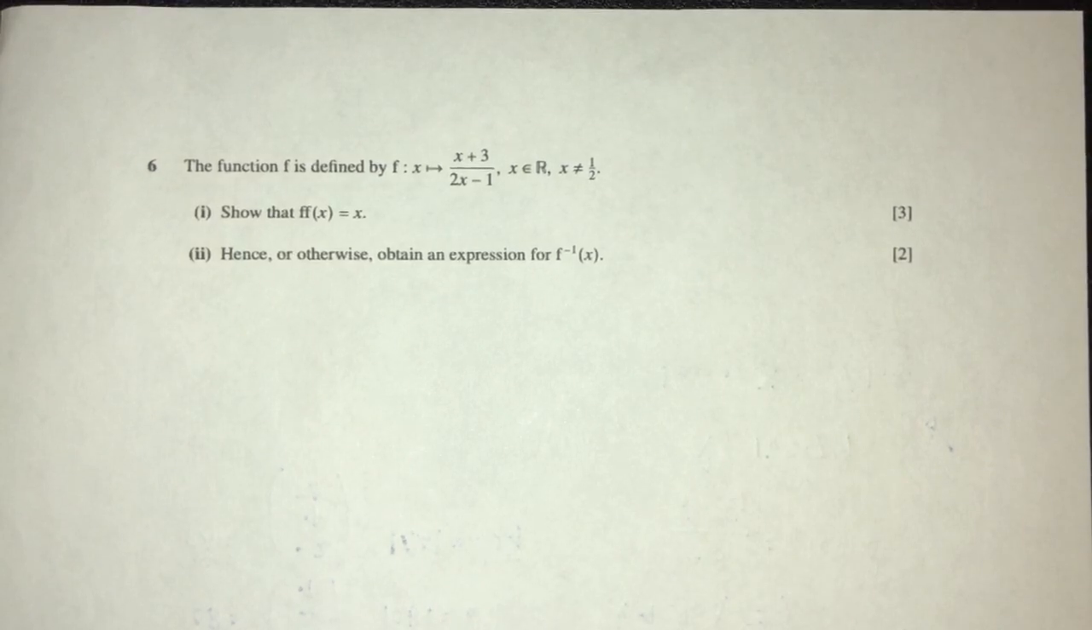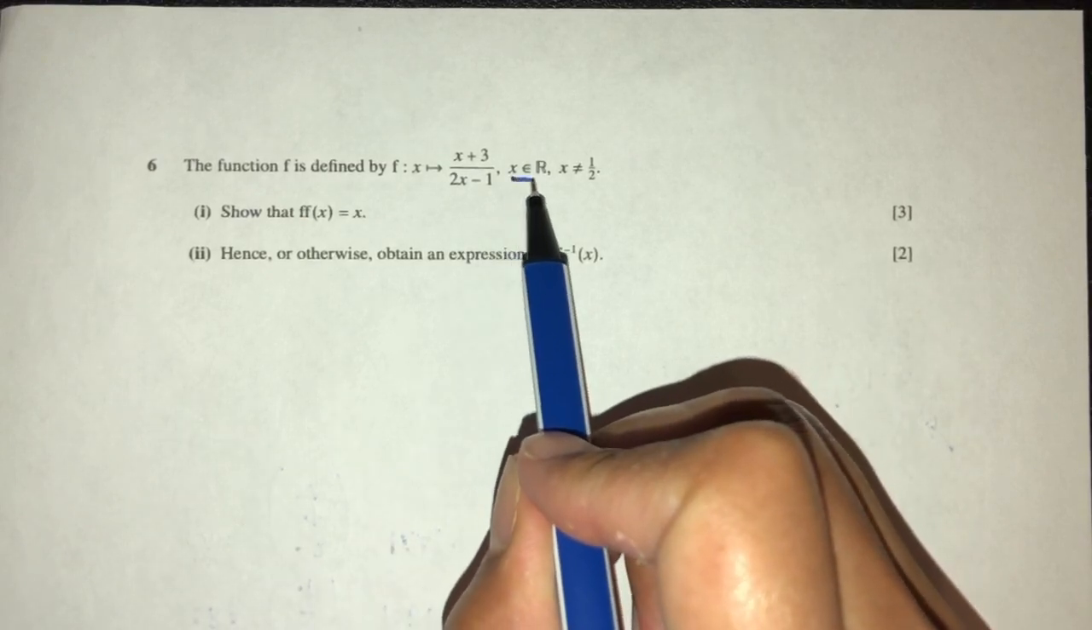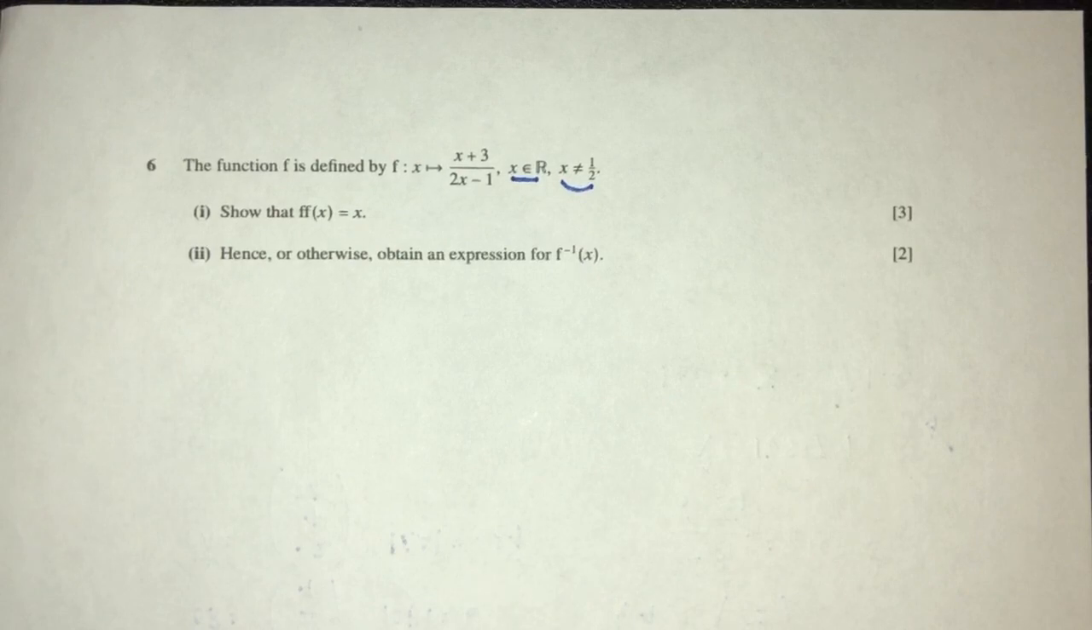Now let's move on to the next question. The function f is defined by f of x equal to x plus 3 over 2x minus 1, for x can be any real values except this one. Okay, fair enough. Now part 1, we have to find f of x equal to x.